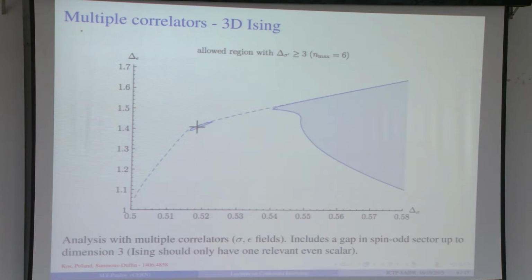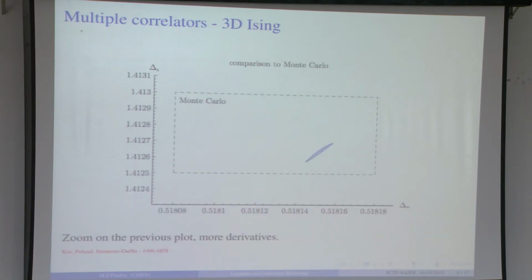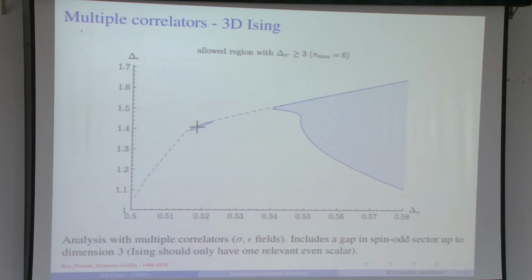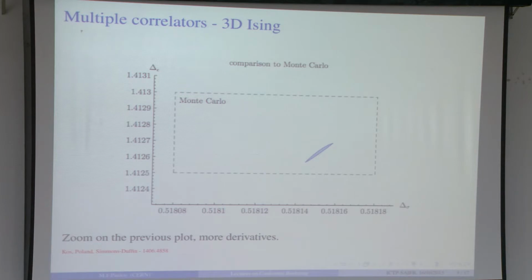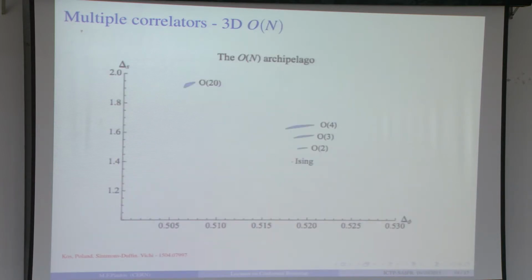And by now, it's a lot more improved, as you'll see later on. Well, here it is. So this is a better result when you focus on that island. And so the box is the best Monte Carlo results, and this is what you get from the Bootstrap. And this was in 2014, so by now it's better. Again, you can do O(N), so now you get an archipelago instead of one island. The logic is the same.